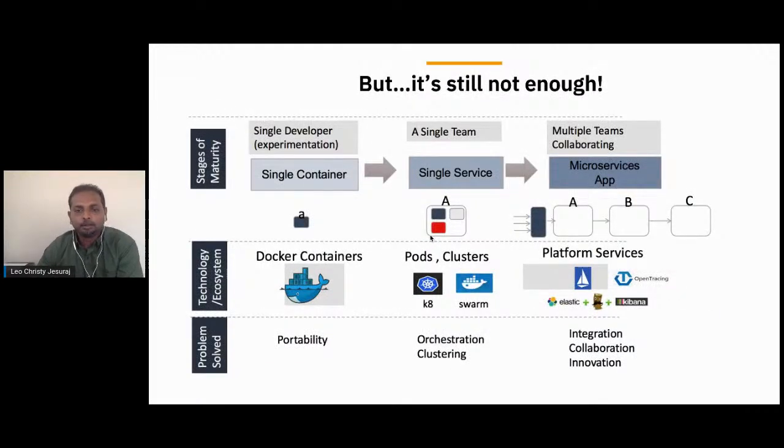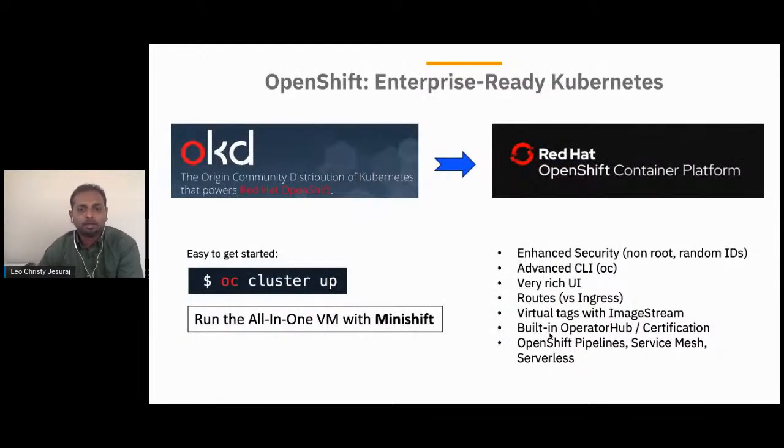All right, so we talked about containers, which is great. Then we just talked about Kubernetes, but it's still not enough, because when it comes to an enterprise where you have multiple teams collaborating on many different applications, you need more of a platform. So you need integration, collaboration, like logging, monitoring, and so on. So you basically need a platform that provides all these capabilities. So that's where OpenShift comes in.